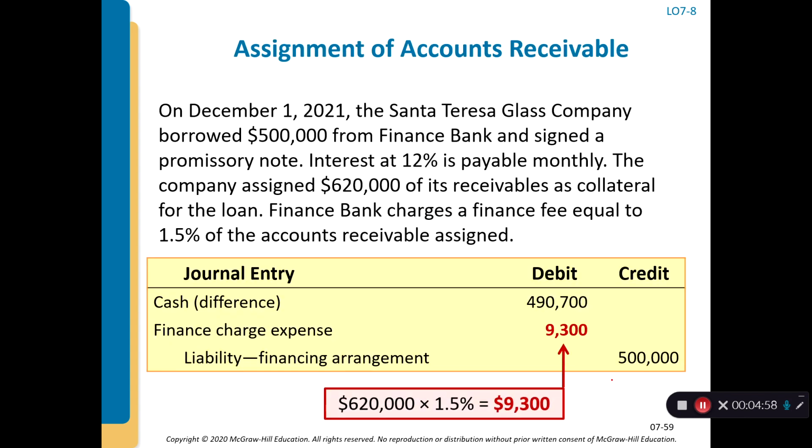On December 1st, 2021, the Santa Teresa Glass Company borrowed $500,000 from a financial bank and signed a promissory note. The interest is 12% payable monthly, and the company assigned $620,000 of receivables as collateral for the loan. The financial bank charges a financial fee equal to 1.5% of accounts receivable. Hence you are getting cash of only $500,000 minus the fee they charge. Basically, you have a loan of $500,000. The fee is $620,000 multiplied by 1.5%. The 620 is the accounts receivable value, and multiplying by the fee of 1.5% gives you $9,300, and hence the cash really deposited in your bank is only $490,700.